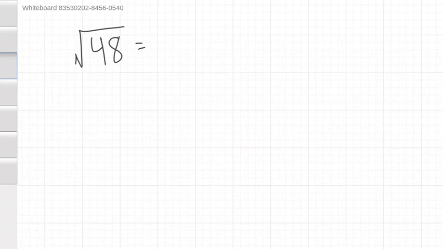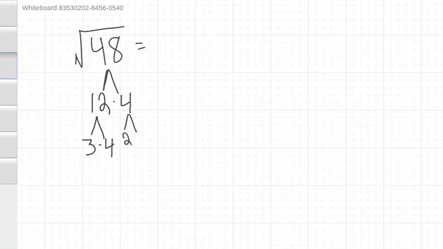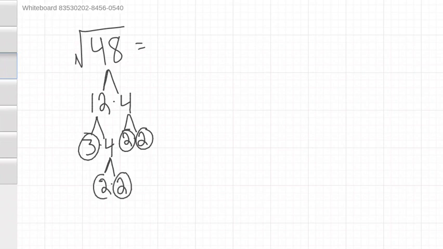Let's do some practice problems. Simplify the square root of 48. Well, 12 times 4 is equal to 48. 12 can be broken down into 3 and 4, can be broken down into 2 and 2. 2 is prime, and 4 can be broken down into 2 and 2. And 3 is prime.